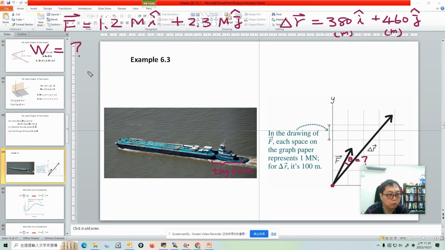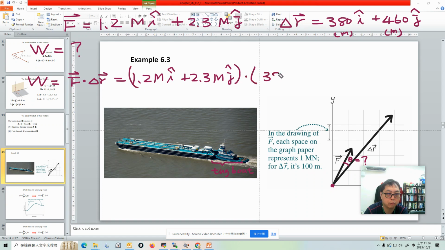Because this problem gives you the vector of force and the vector of displacement, you have to use a dot product. Like I say, work is equal to the force dot product the displacement. So it will be 1.2 mega i plus 2.3 mega j, dot product with your displacement vector 380 i plus 460 j.